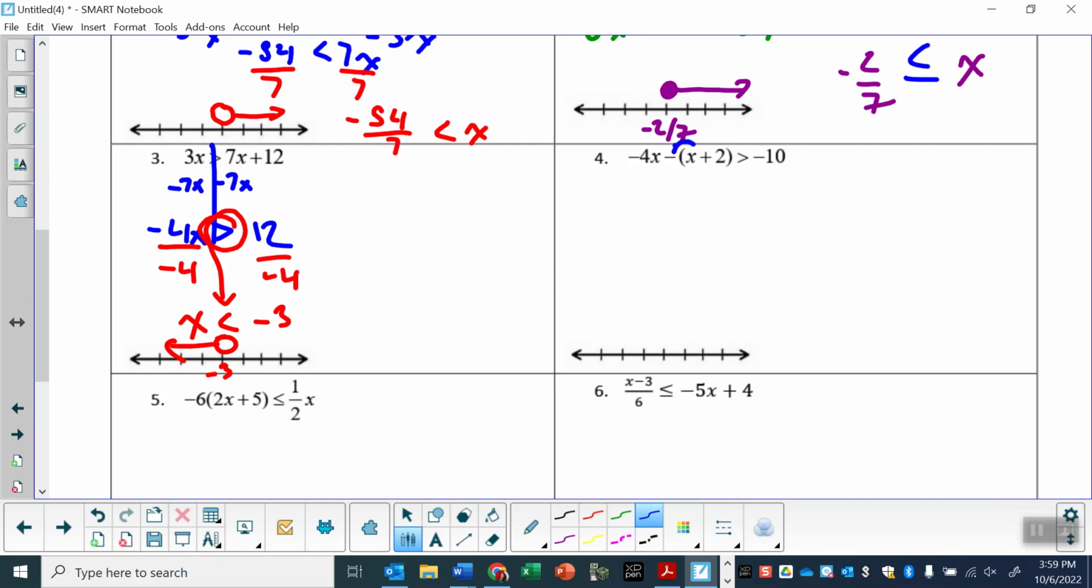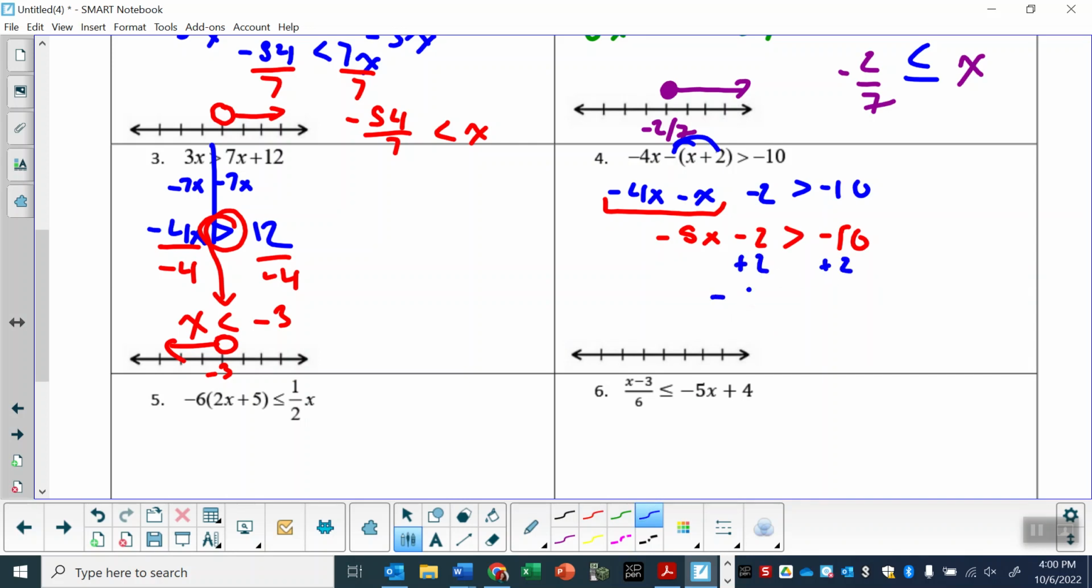Number 4, distribute the negative sign. -4x minus 1x minus 2 is greater than -10. Combine your like terms. -5x minus 2 is greater than -10. Add 2 to both sides. -5x is greater than -8.